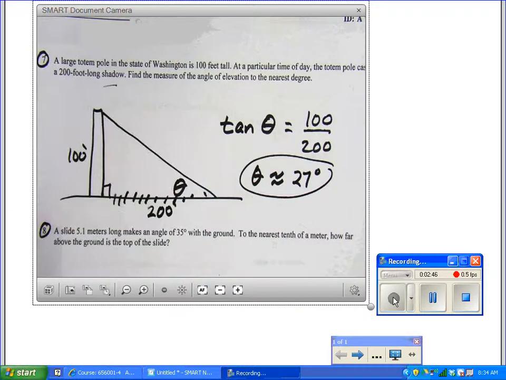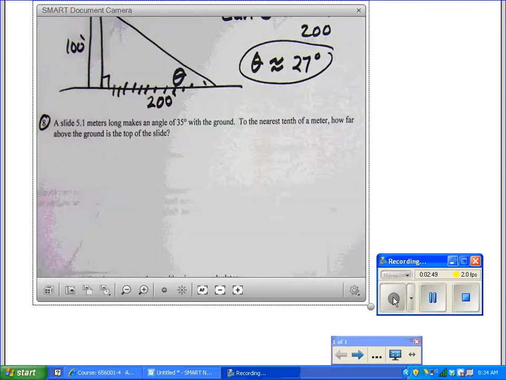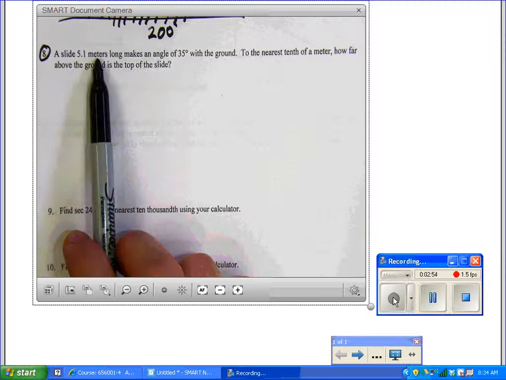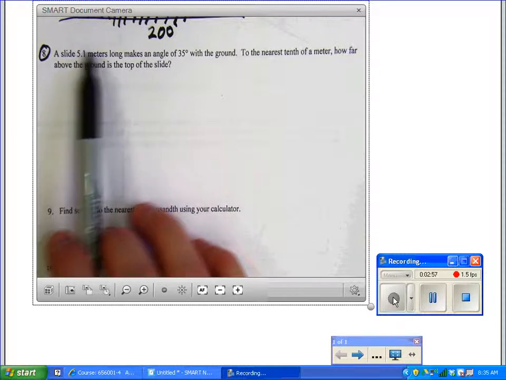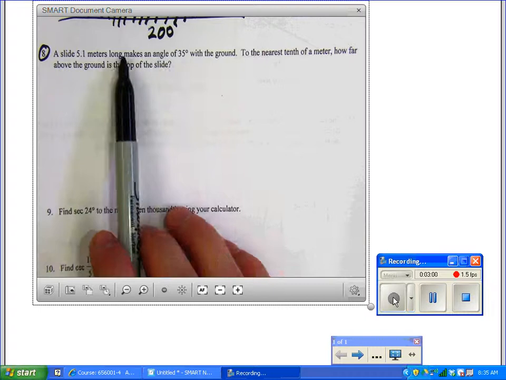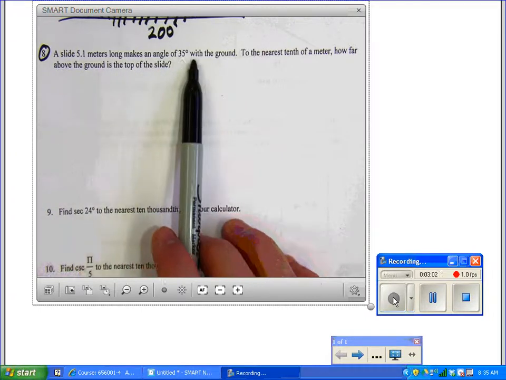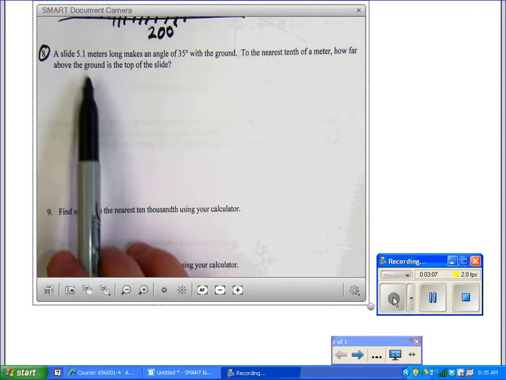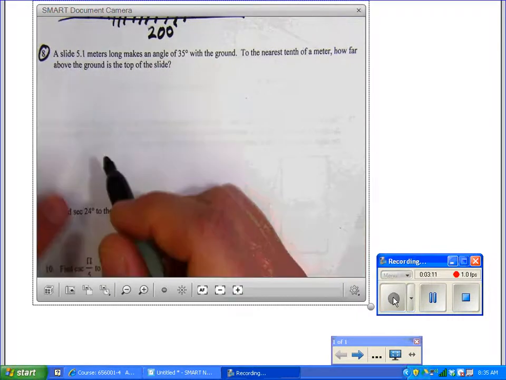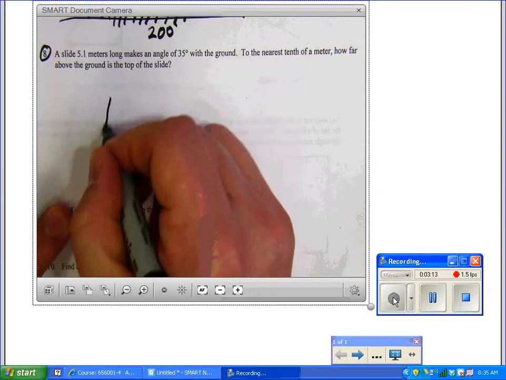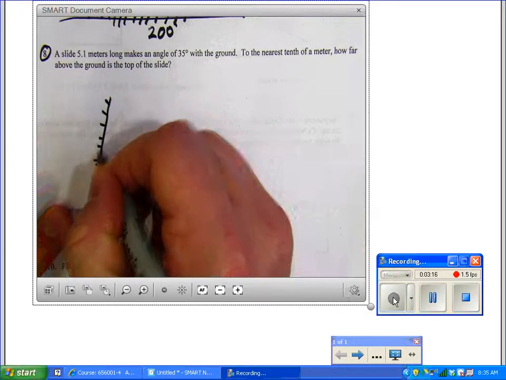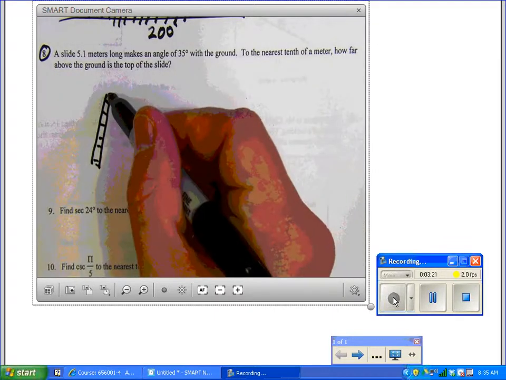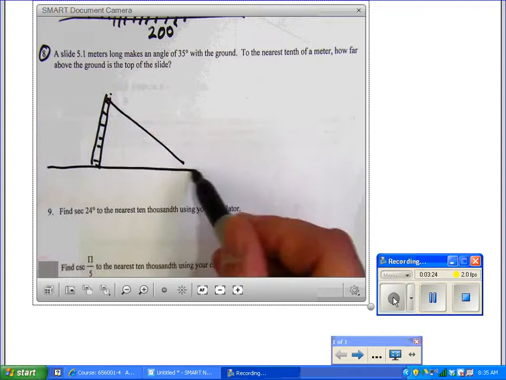Okay, now number 8 says that we have a slide. A slide 5.1 meters long. That's talking about the slide part of the slide, not the ground distance. It makes an angle of 35 degrees with the ground. It says to the nearest tenth of a meter, how far above the ground is the top of the slide? So let's draw a picture of a slide here. We've got the ladder going up to it, and then we're going to be sliding down here.